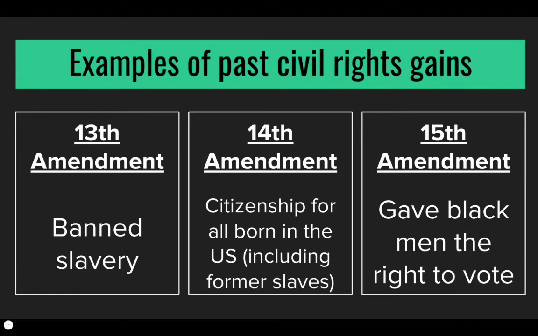The 13th Amendment says slavery is illegal. The 14th Amendment gives those formerly enslaved people citizenship in America. And finally, the 15th Amendment gave Black men the right to vote, or the franchise. So notice here it says Black men. Black women, white women, all women did not have the right to vote in the United States until the 1920s. And we'll talk more about that when we get there in class. But these are 3 examples of some improvements made in civil rights after the period of the Civil War.